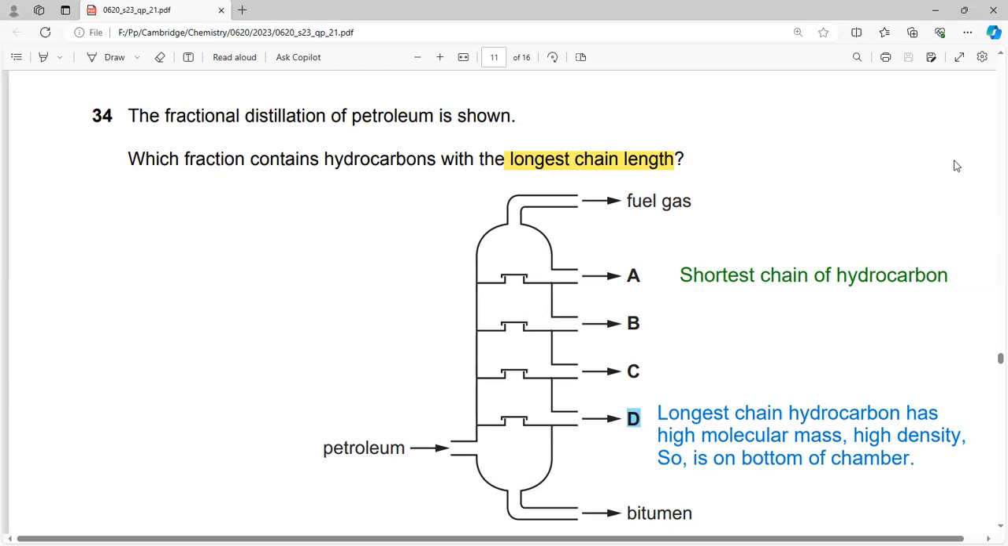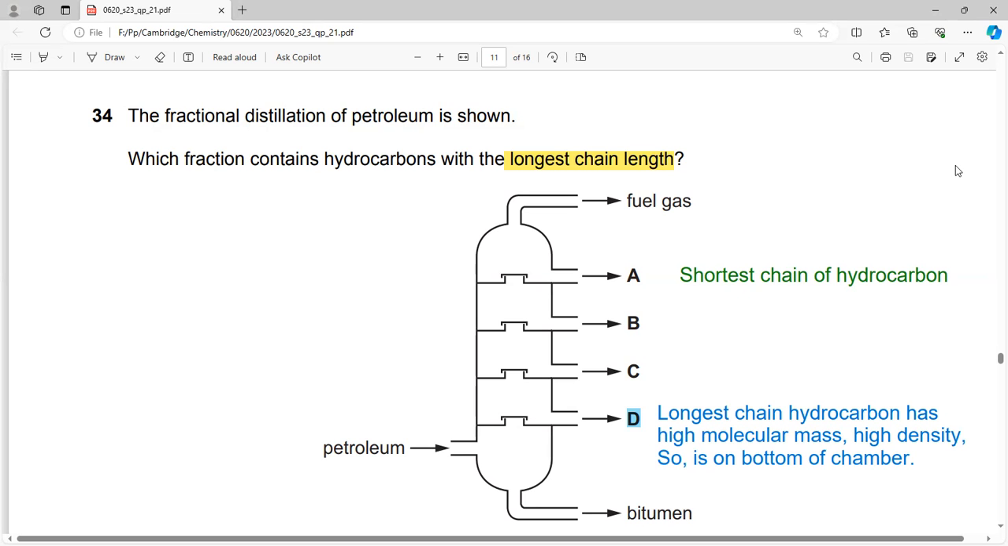This question might also ask which fraction contains the shortest chain. The shortest chain will be present at the top extreme, with the shortest chains, for example methane, ethane or propane. What about D? D is our longest chain.